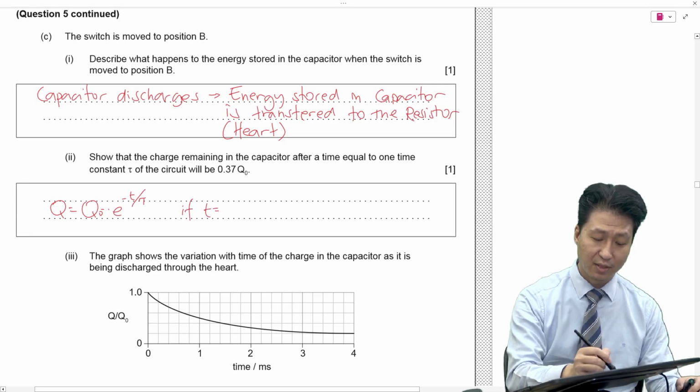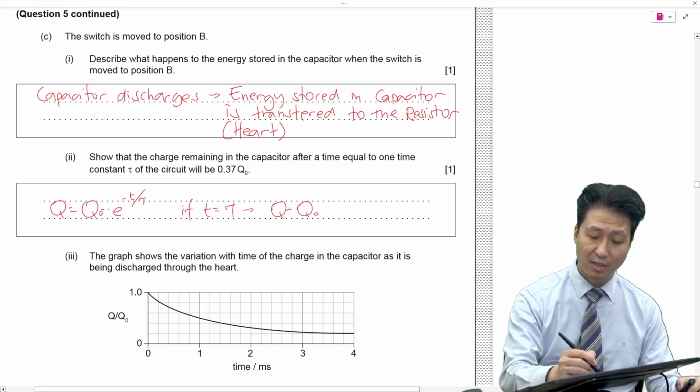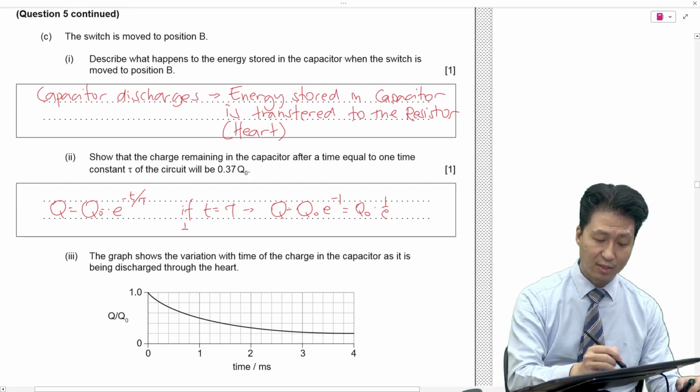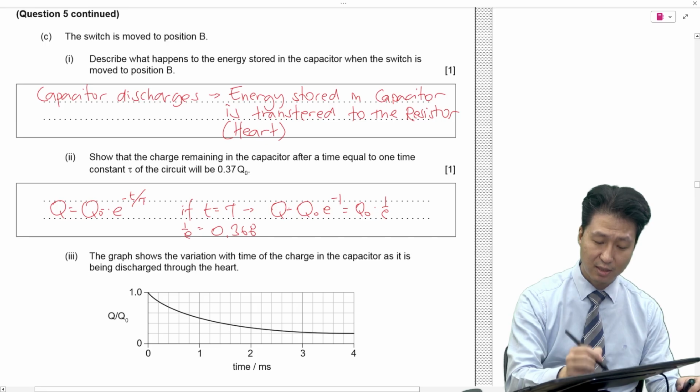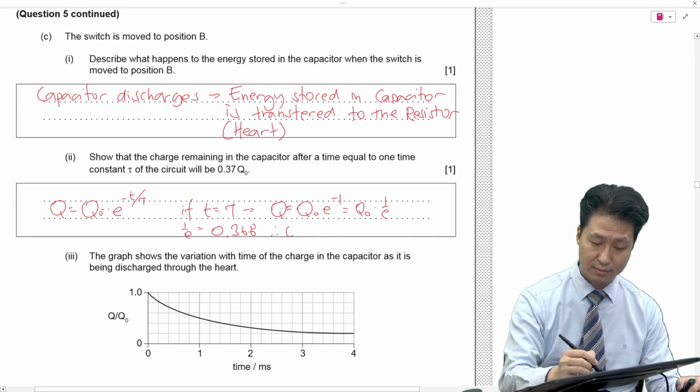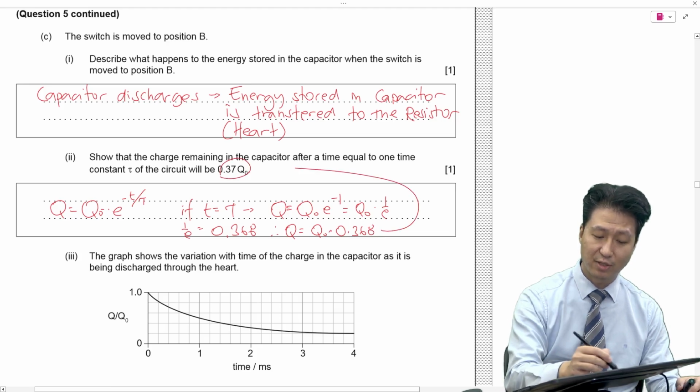So if the time is equal to one time constant, the remaining charge is simply the initial charge times e to the power of negative 1, which is the initial charge times 1 over e. We can say 1 over e is equal to 0.368. Therefore, the final charge is the initial charge times 0.368, as required.